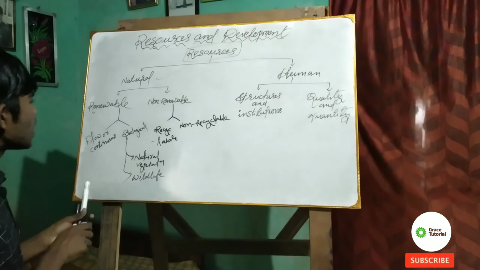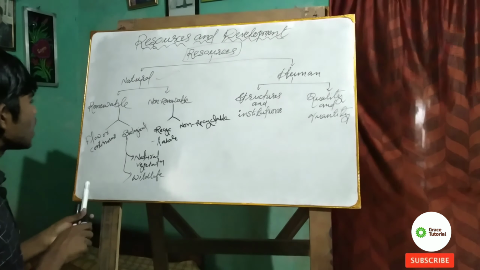Now let's discuss what we mean by biological resources. The resources which are acquired by the organism for growth, maintenance and reproduction are called the biological resources. These have been further subdivided into two forms. One is natural vegetation, which talks about flora, and number two, wildlife, which talks about fauna. These resources come under the biological resources. It's very simple to understand, my dear students.